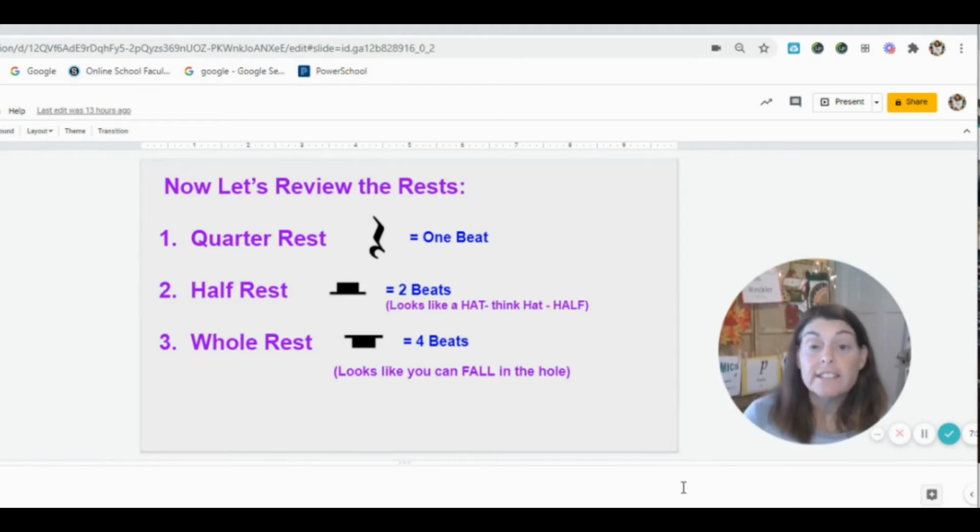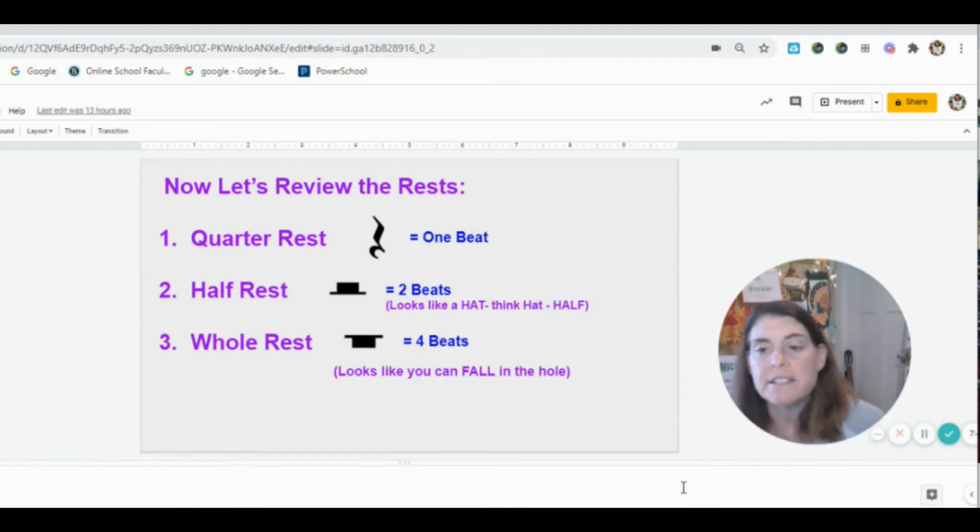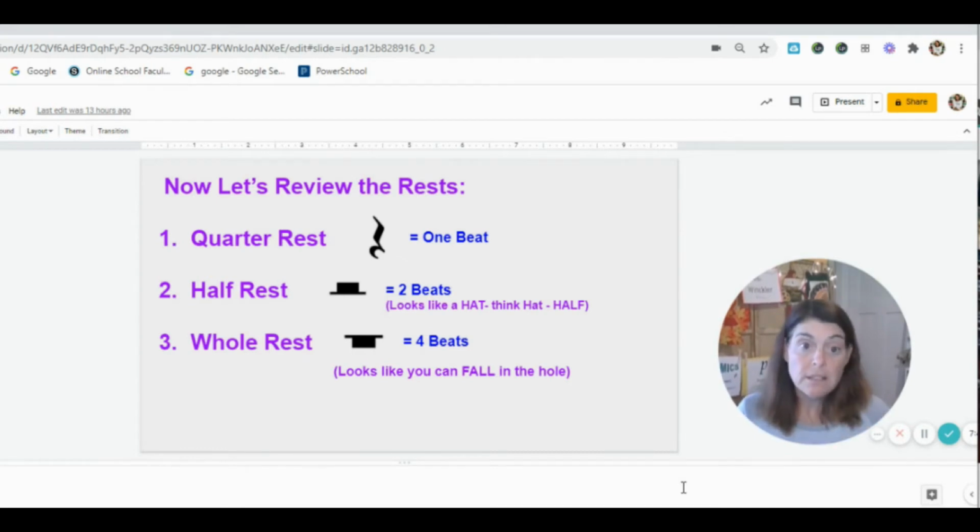All right. And the whole rest takes up the whole measure. So if you don't see anything else in the measure except that rest, it's a whole rest. I know. All right, so the whole rest is 4 beats. So we have a quarter rest, that's 1 beat. A half rest, it looks like a hat, that's 2 beats. And the whole rest, where there's nothing else in the measure, is 4 beats. So good job. Any questions? Good. Let's move on.